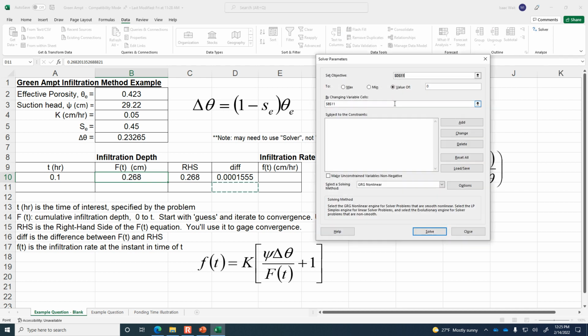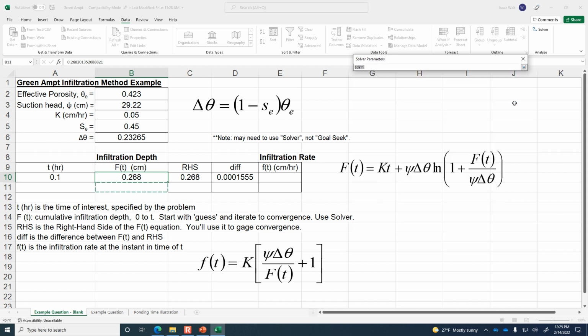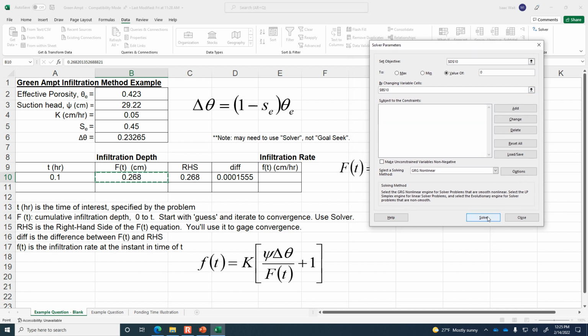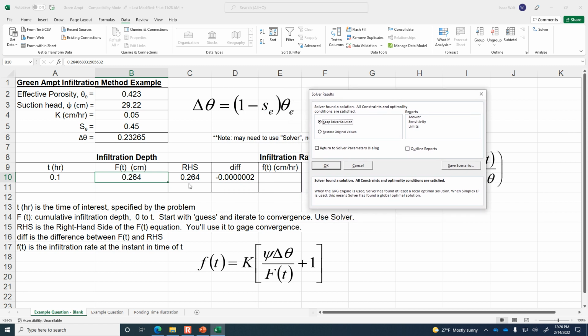So click on Solver, and our objective here is that we want this difference to be value 0 by changing this initial guess. And then when we click Solve, okay, there it goes. So it was saying 267 before, and we had some non-zero difference. Now we've got 264, and that difference is better, with a lot more zeros.